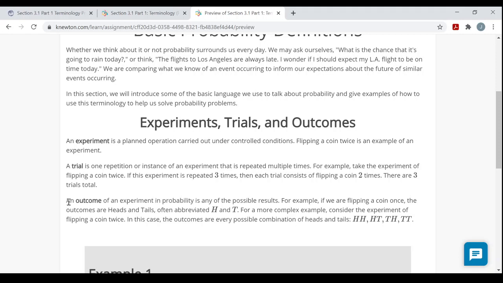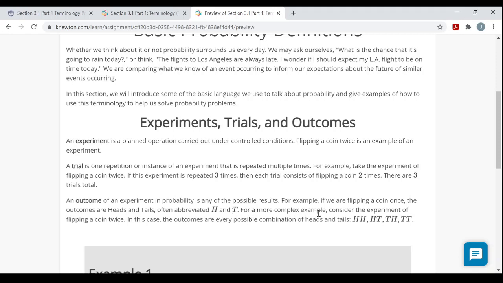An outcome of an experiment in probability is any of the possible results. And we're going to make lists of outcomes. For example, if we are flipping a coin once, the outcomes are simply heads and tails, right? You could abbreviate them H and T.